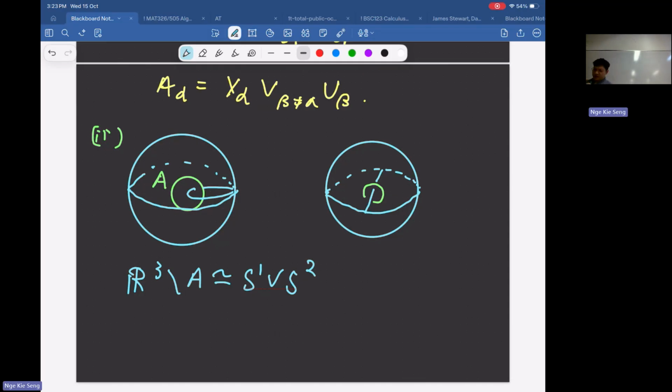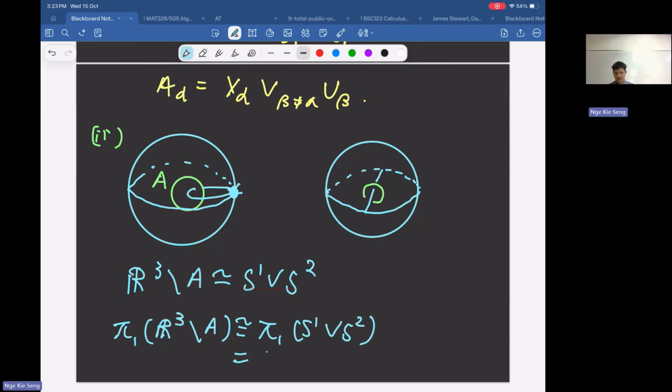This point here, correct or not? Oh, this is the wedge point. Makes sense. So in this case you can look at the pi 1 of this complement. What is it? It is pi 1 of X1 wedge X2, which is pi 1 of X1 free product with pi 1 of X2. But pi 1 of X2 we know is 0, so actually this is just Z.